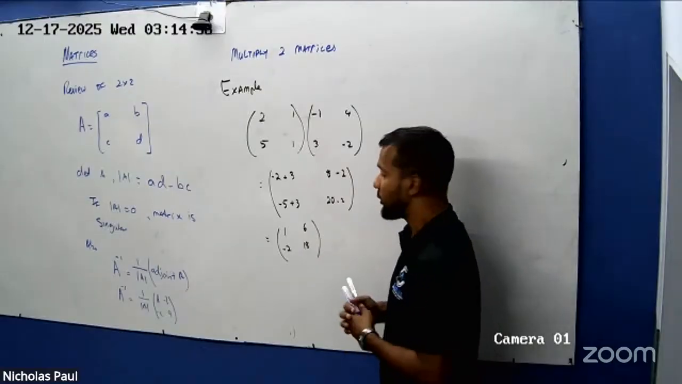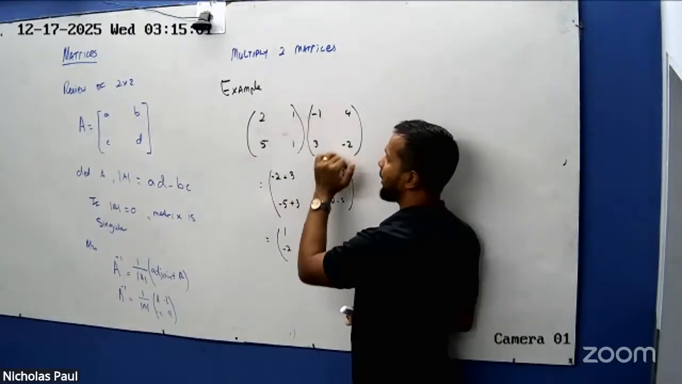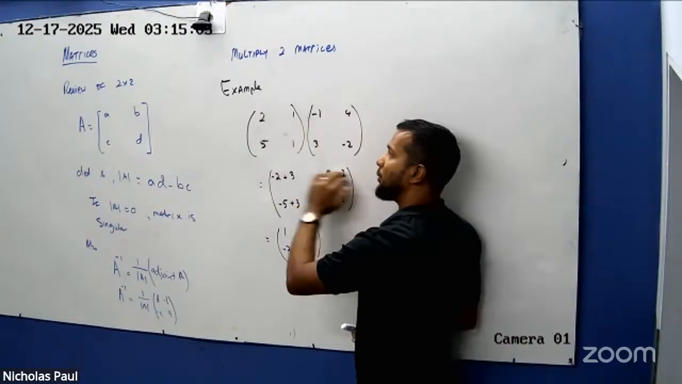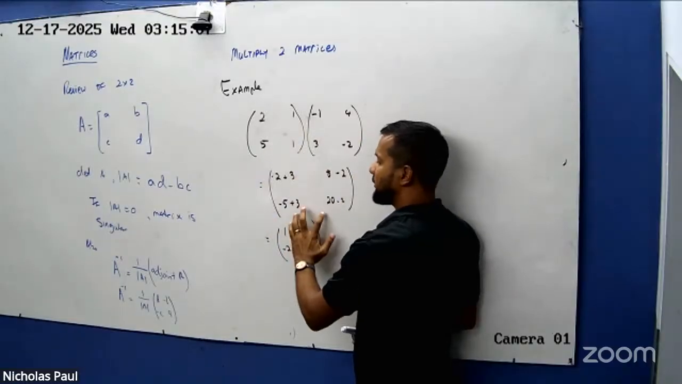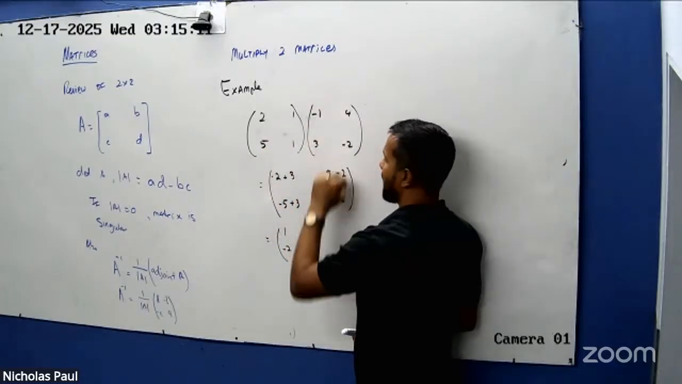Right? So whenever you're multiplying, you just simply multiply row by column, row by column. Right? When you multiply the row by all the columns, you're done with that row. Second row now, to get your second row answers, row, column, row, column.